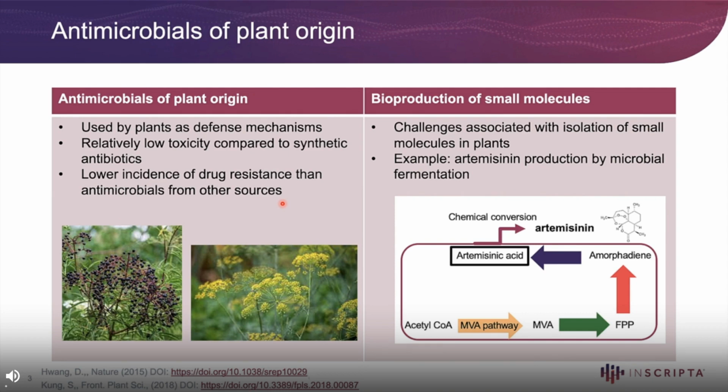scale-up in production. An example of this is artemisinin. This is used as a treatment for malaria. Artemisinin is derived from the plant Artemisia annua. However, shown here is an outline of this production pathway in yeast. So here in the yeast, the acetyl-CoA, through different enzymatic conversions, is eventually converted into artemisinic acid, and then through chemical conversion is converted into artemisinin. And this would be just one example of how you could use microbes to produce such a compound.